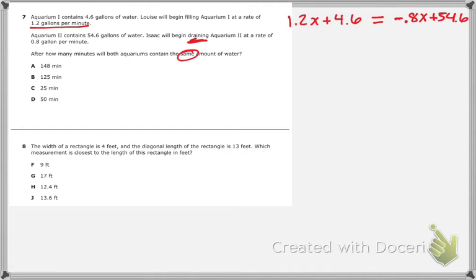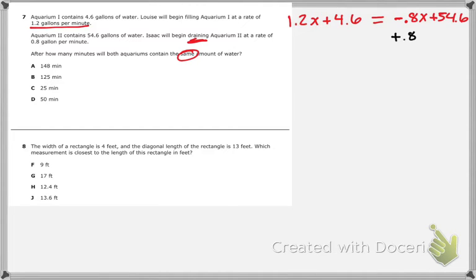There's 2 things you can do. You can go to your calculator, y equals, put in this graph, then put in this equation, and then graph, and then you can see where they cross. That will be your, whatever x value, that will be your answer. Or we can solve it.